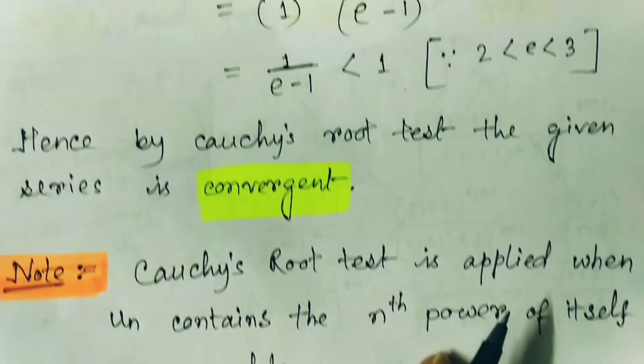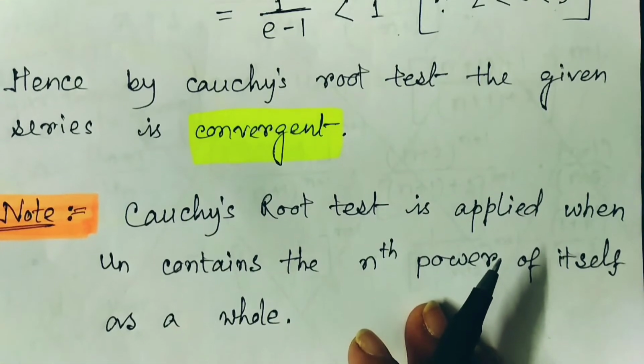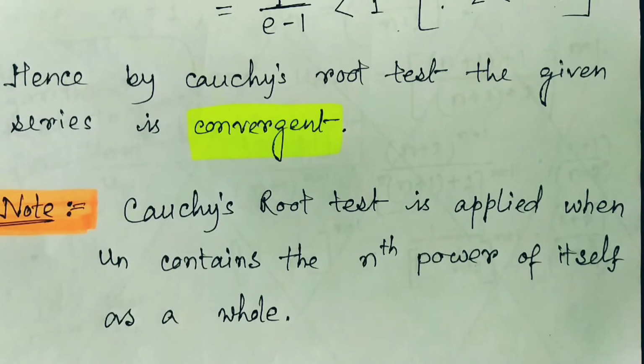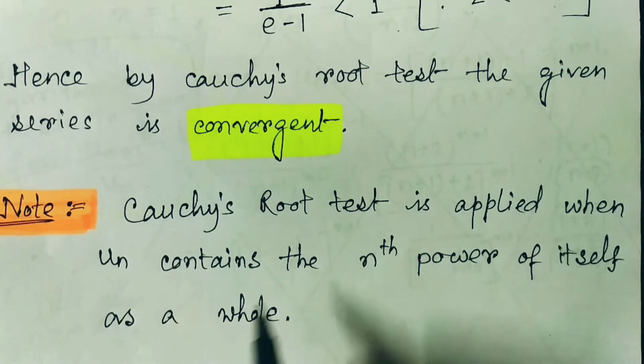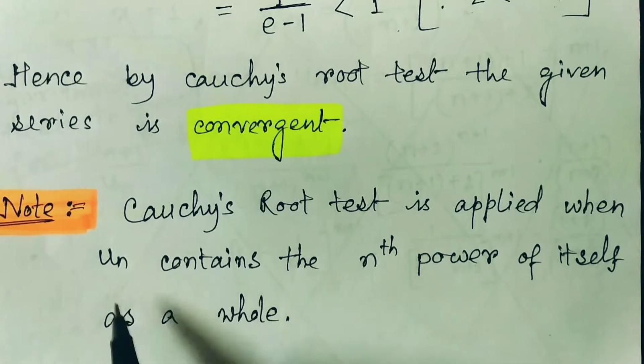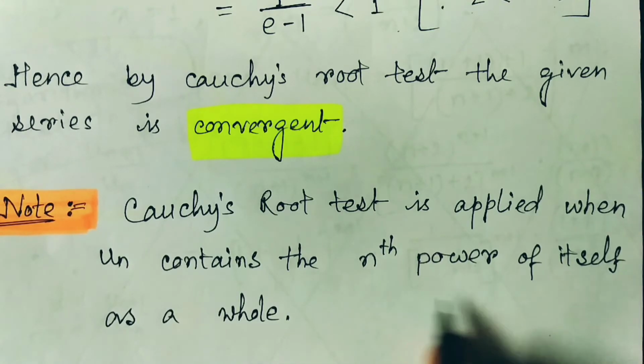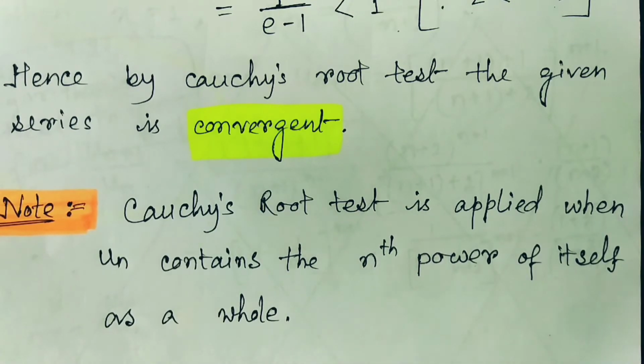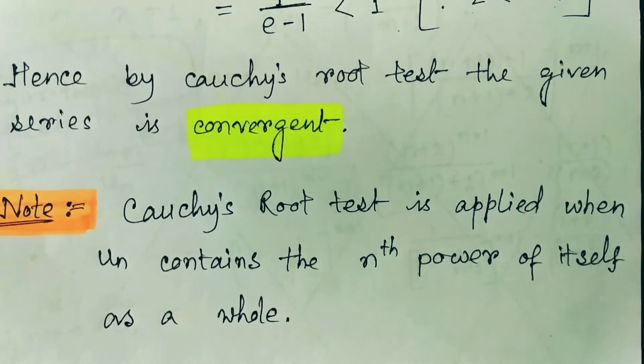So it should be noted for the Cauchy's root test that this test is applied whenever the term un contains the nth power of itself as a whole. When the entire nth term is some power of n, then definitely we apply the Cauchy's root test rather than the comparison test or the D'Alembert's ratio test.